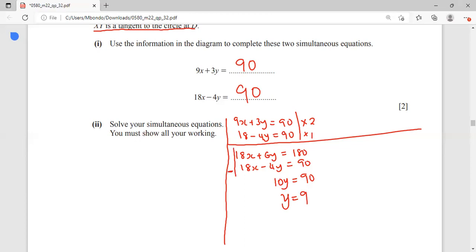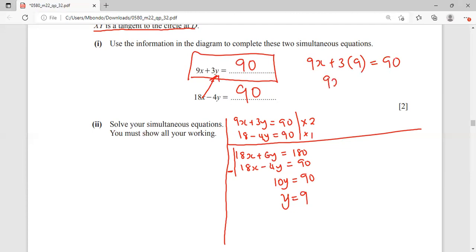Then after we have found the value of y, we can take one of the first equations here. For instance, we can pick this one and then say, where there is y here, we put what? 9. So we're going to say 9x plus 3 times 9 is equal to 90. Do you get that? So let's see what we're going to get. So we're going to have 9x plus 27 is equal to 90.